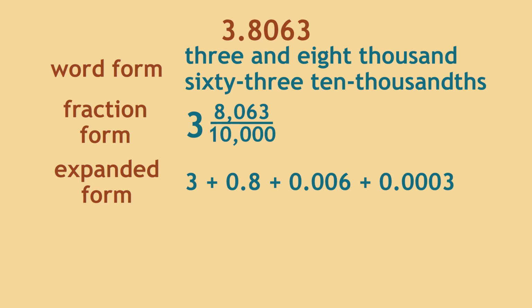And expanded form should look like this. 3 plus 8 tenths plus 6 thousandths plus 3 ten-thousandths. And hopefully you remember to use your zeros as placeholders to make sure that your digits are in the right place value. Great job.